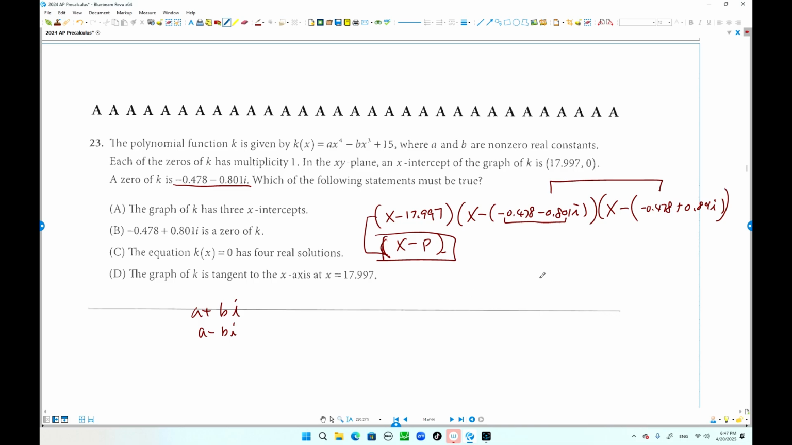So 3 x-intercepts, no. 2 x-intercepts. This is correct, right? If this is a root, the other must be a root. It's a conjugate, okay? Option B is the answer. 2 real, 2 imaginary, okay?